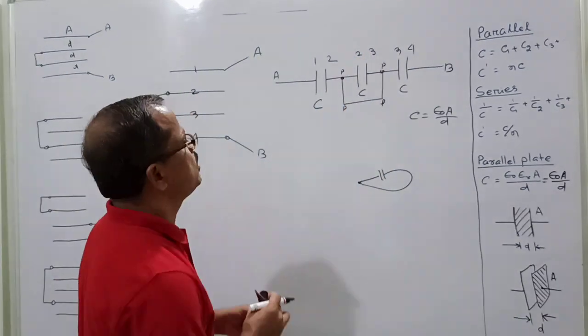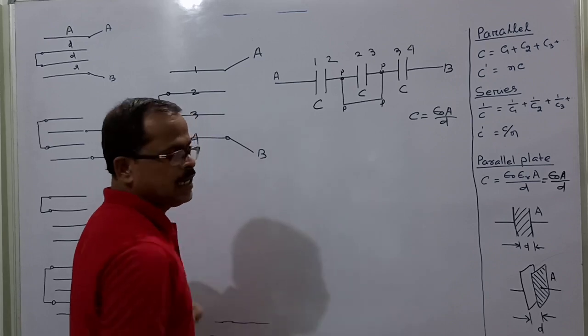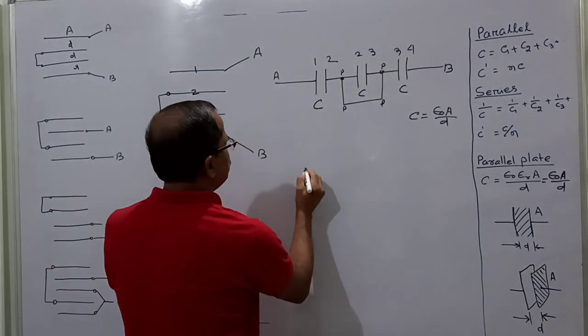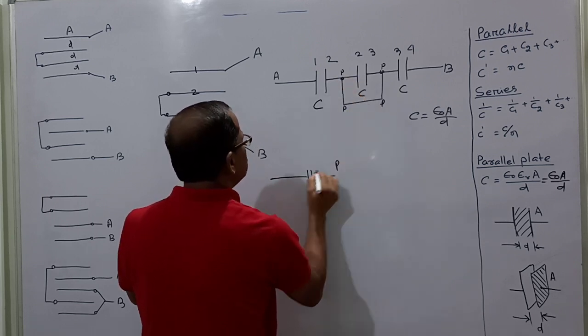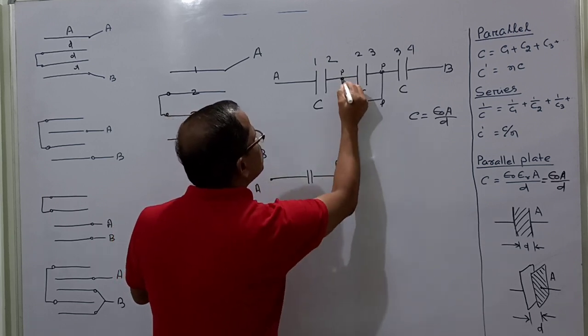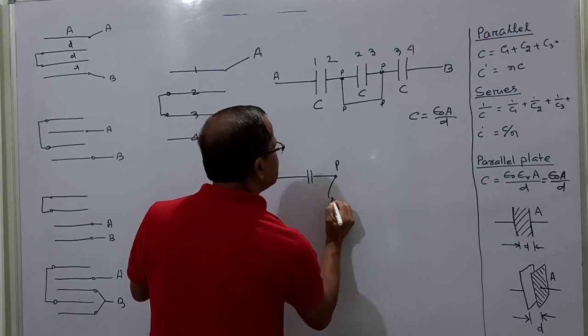If this capacitor is meaningless, let us redraw it and get the answer. Now the points are A and B. So this is the capacitor. This point is B, this point is A. From the point P, a capacitor is like this.